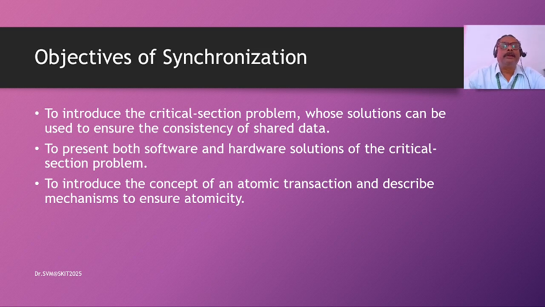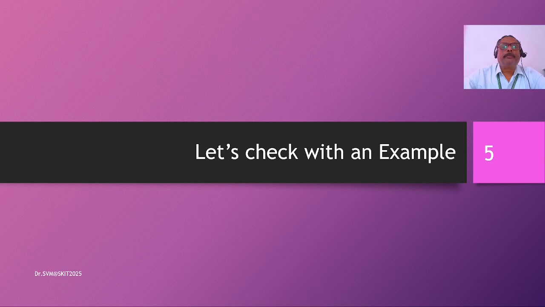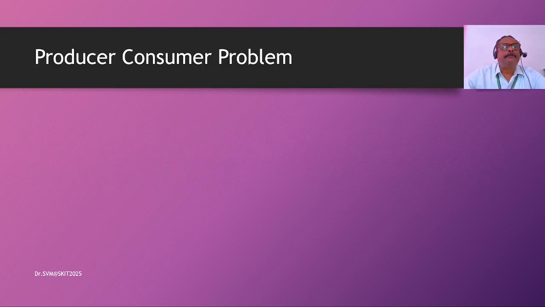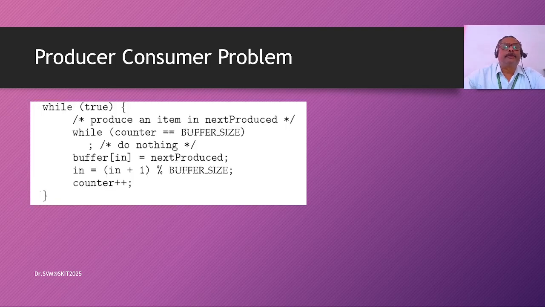So we need to find some way out to ensure this atomicity. So let's check what the atomicity problem is, what the synchronization problem is, with an example. The example here we use is a producer consumer problem.